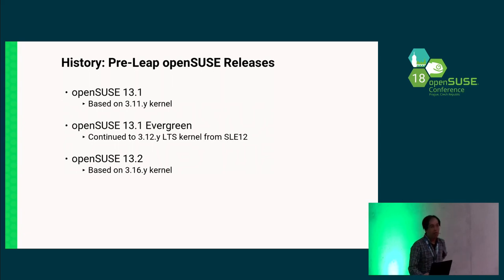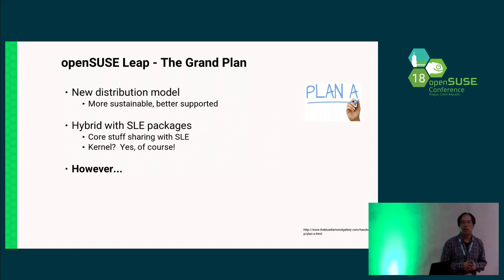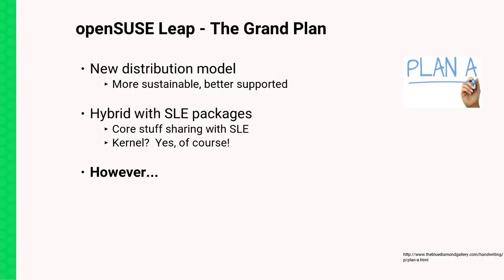So before openSUSE Leap, we had openSUSE 13.1, 13.1 Evergreen, and openSUSE 13.2, and they were based on three different kernel versions, from 3.11 to 3.16. Now, after that, we had a great idea, openSUSE Leap, the grand plan. And this is for getting a better, sustainable, supported distribution. That means sharing packages with SUSE Linux Enterprise. And the kernel is, of course, a core of the core packages.